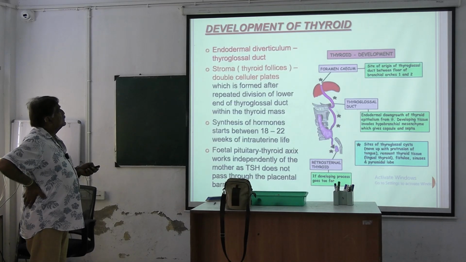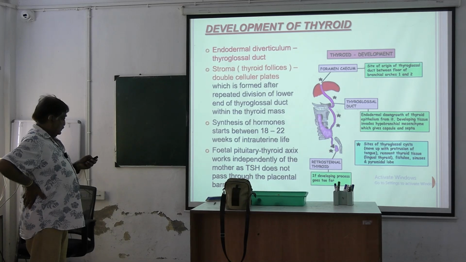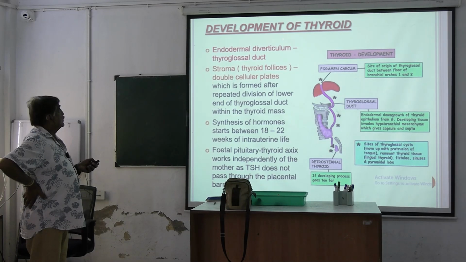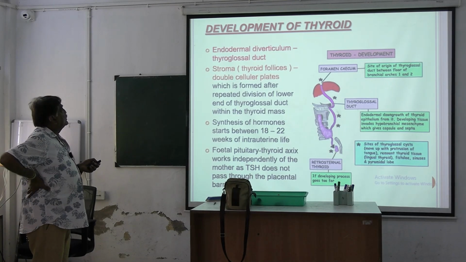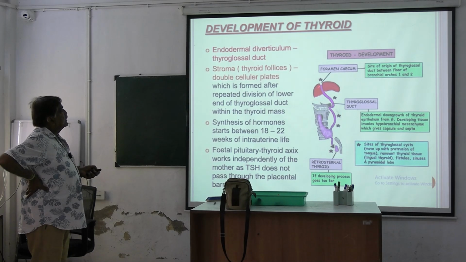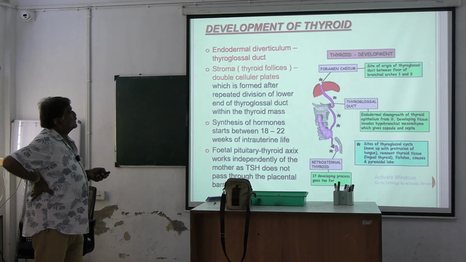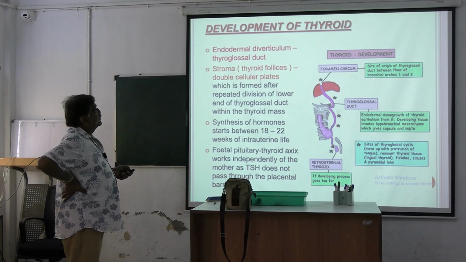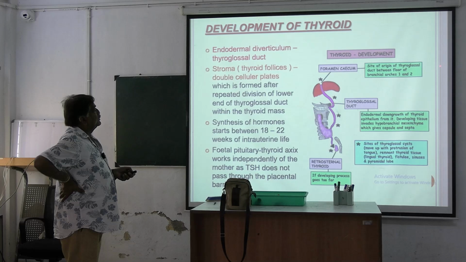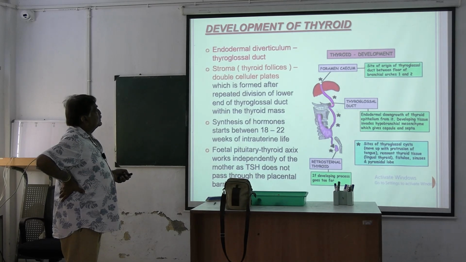Now, development of the thyroid: endodermal diverticulum, thyroglossal duct. Now, thyroid development: foramen cecum, site of origin of thyroglossal duct, between floor of the branchial arches of 1 and 2. This is the thyroglossal duct.